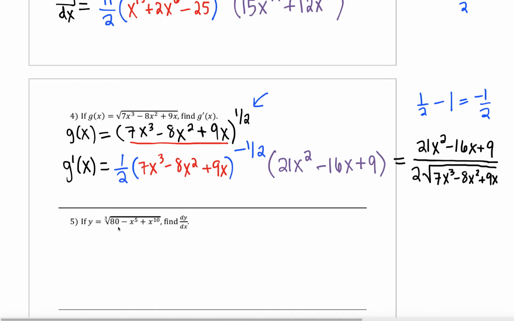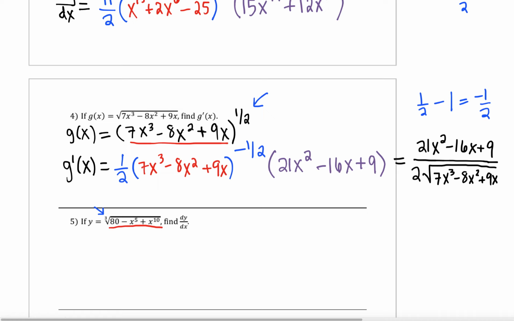So here we have y equals now the cube root of 80 minus x to the 5th plus x to the 10th, and we're asked to find our derivative. Well, in this one, what do you guys think our outside function is, and what do you guys think the inside function is? So in this example, our outside function is this cube root, and our inside function is the 80 minus x to the 5th plus x to the 10th.